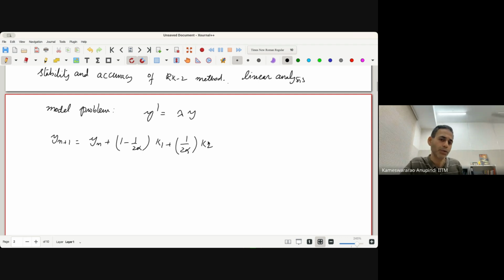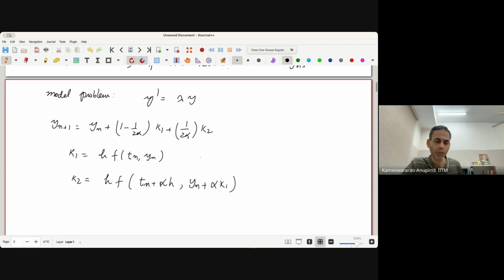Okay, note that I'm not using the value of alpha equals 1 by 2 here. I'm deriving it in general for an RK2 method, not specifically for alpha equals 1 by 2. Okay, and then we said k1 equals h times f of tn comma yn, and then k2 equals h times f of tn plus alpha h comma yn plus alpha k1. Okay, that is what we have.